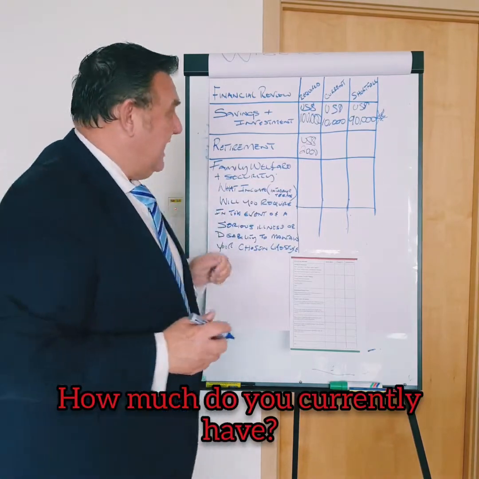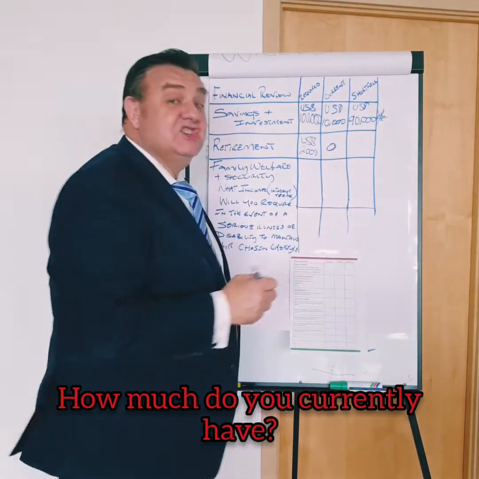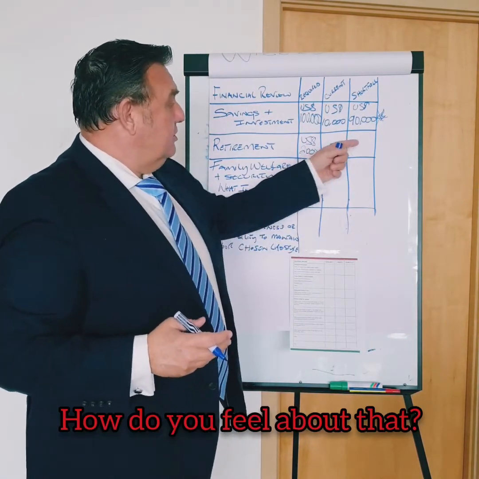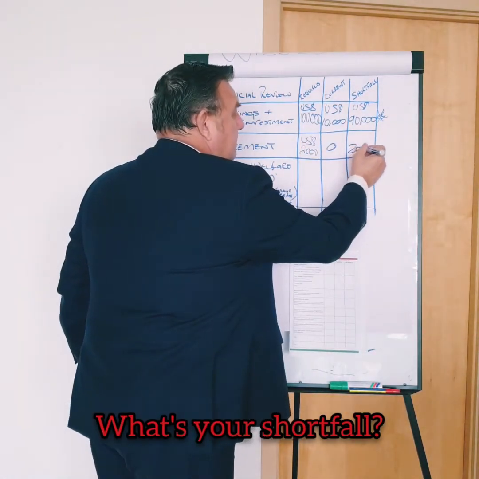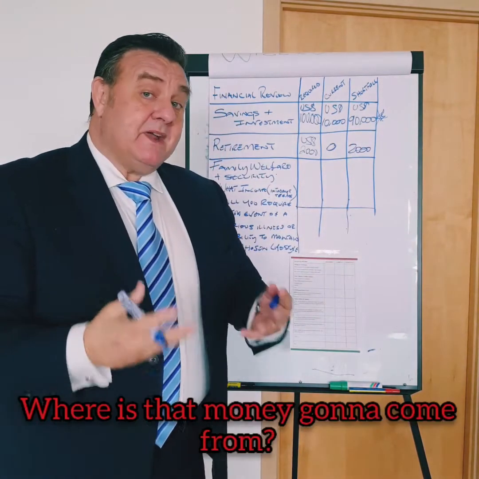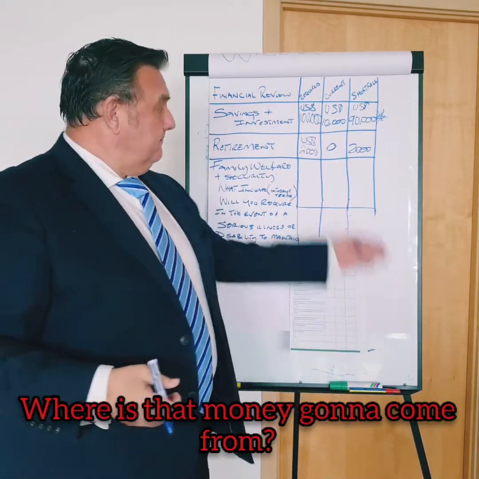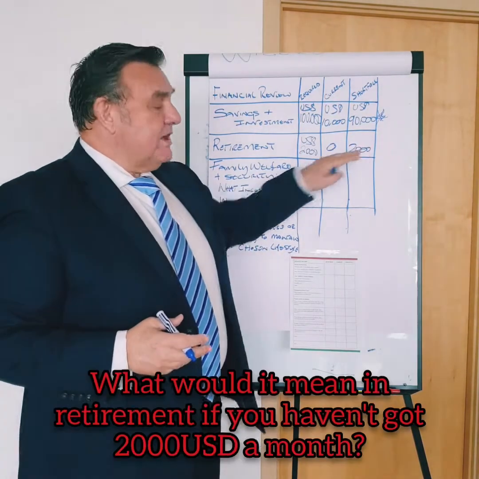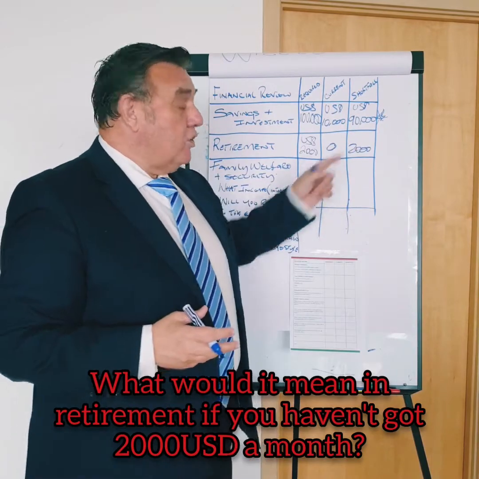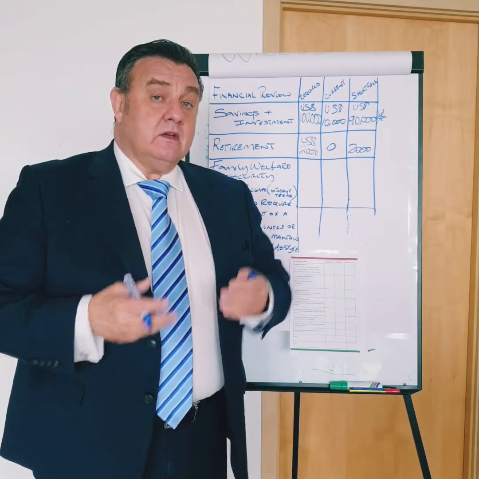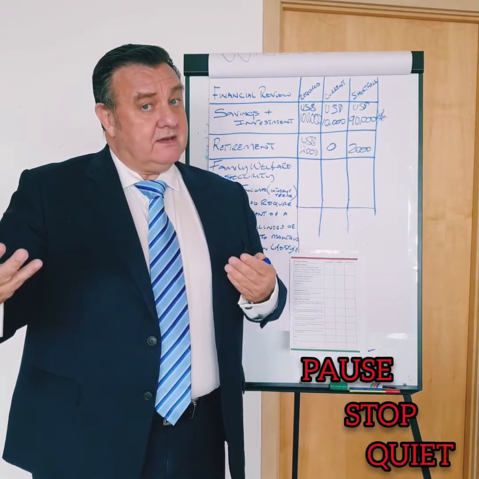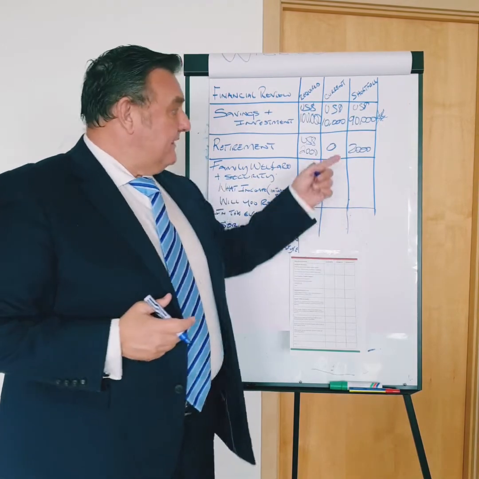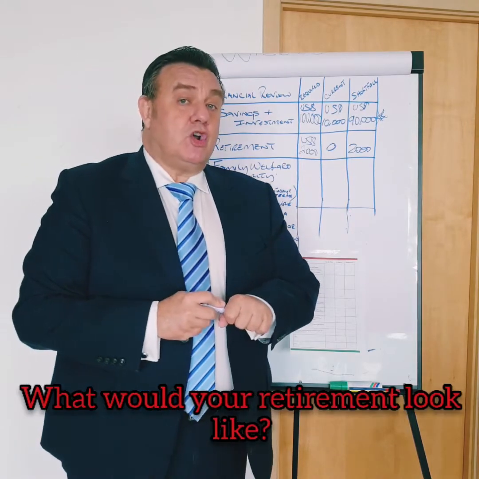Again, how much do you currently have? 0. How do you feel about that? Not good. What's your shortfall? 2,000. Where is that money going to come from? Zip. How do you feel about that? Not so great. Okay. What would it mean in retirement, Mr. Client, if you haven't got $2,000 a month? Quiet again. Let them think. Let them think. If you don't have that money in retirement, what would your retirement look like?